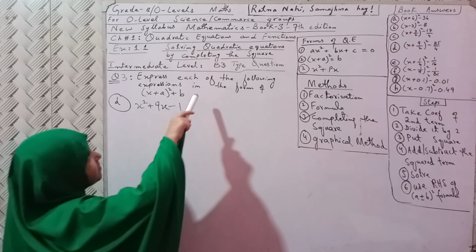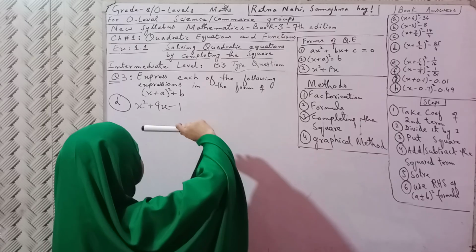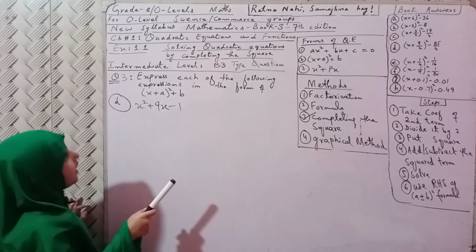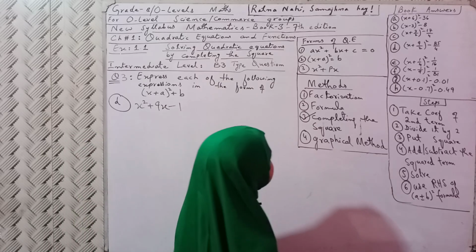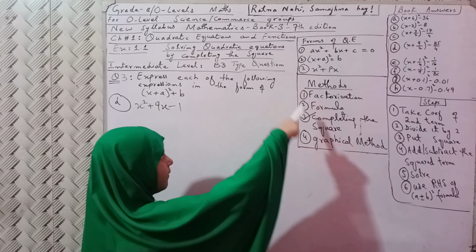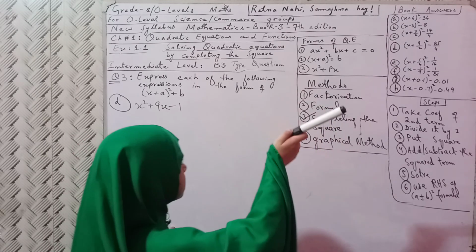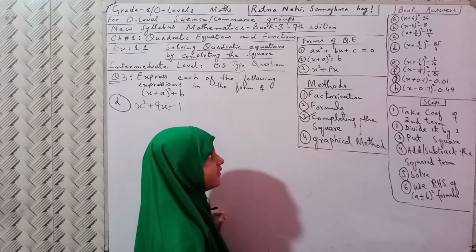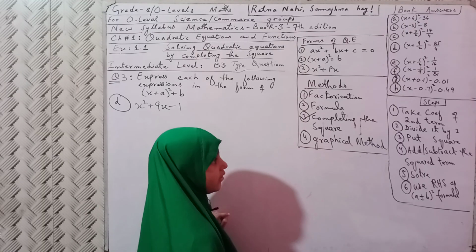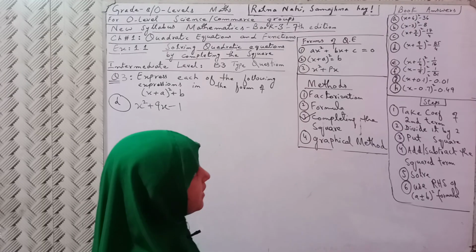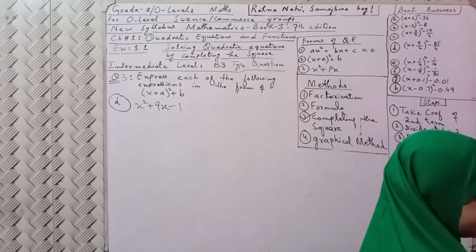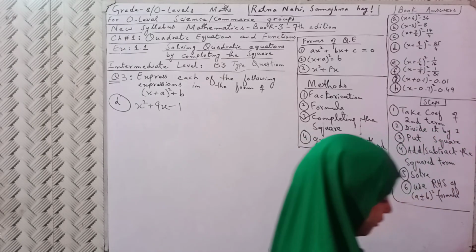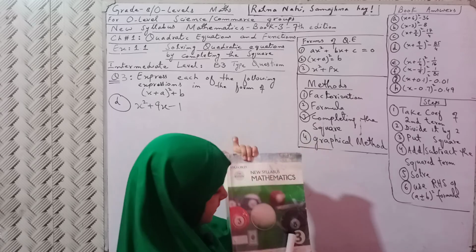Question number 3, express each of the following expressions in the form of x plus a whole square plus b. Also the form of quadratic equations are written. We are going to do the third one. So, also the methods are written 1, 2, 3, 4. We are going to do the completing the square method. Book answers and the steps are written. You can see it. We are going to start this book, O level maths 3.